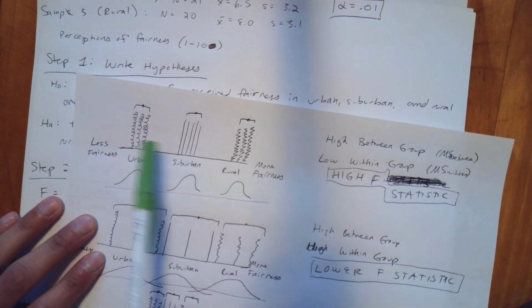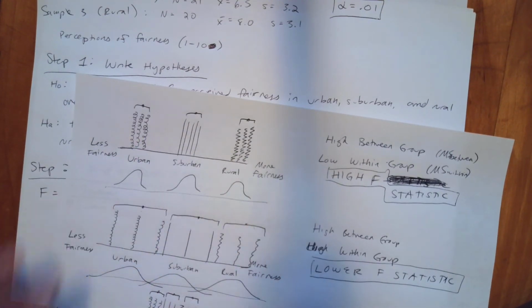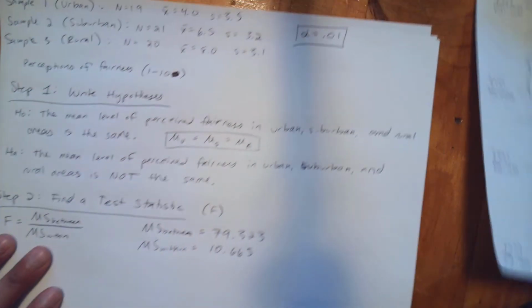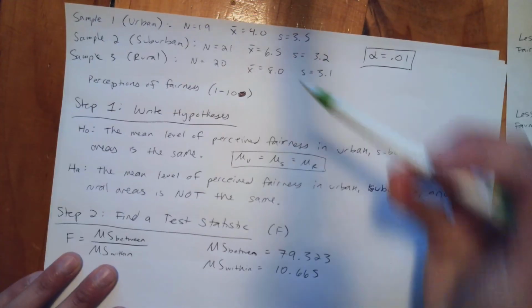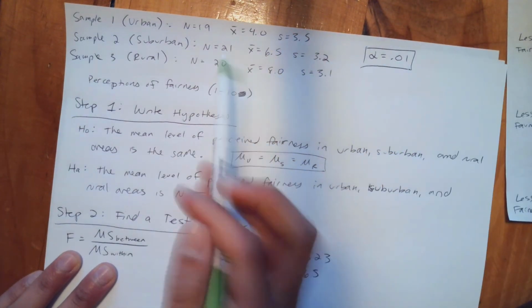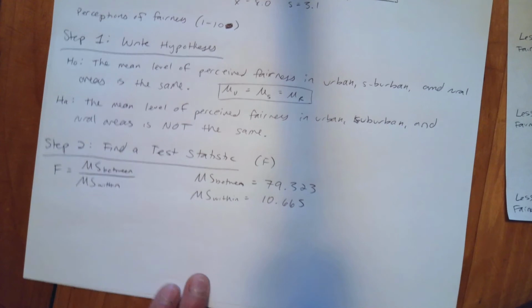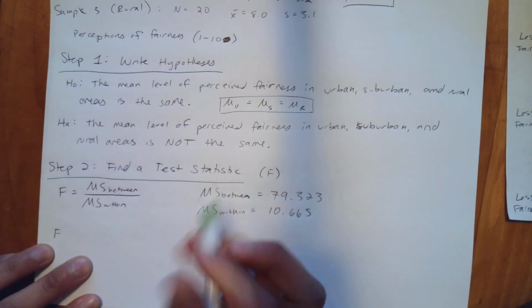So if you remember, your mean square between tells you how far apart each of your sample means are, and your mean square within tells you how spread out each of your samples are. So these numbers describe how far apart these sample means are and how spread out the samples are based on things like their standard deviation. All right, so to calculate this, we just plug these in.